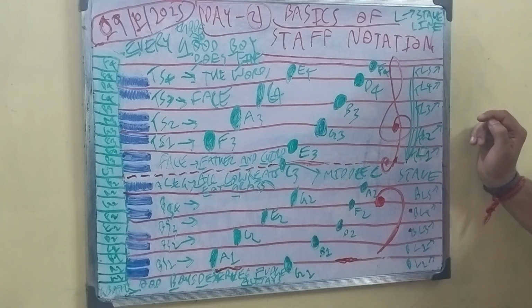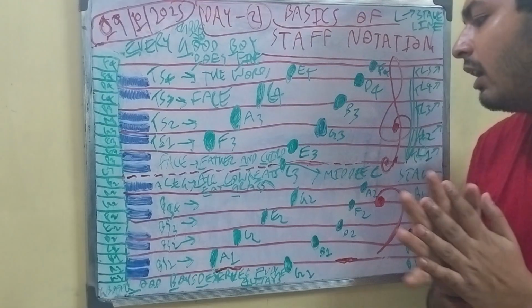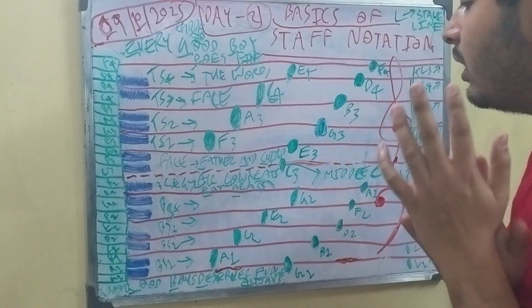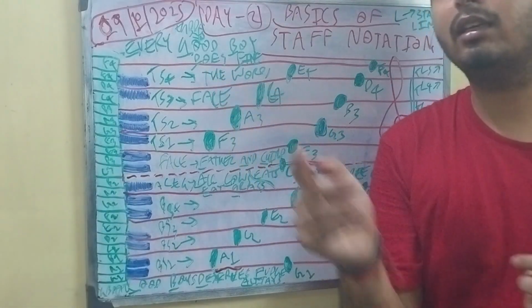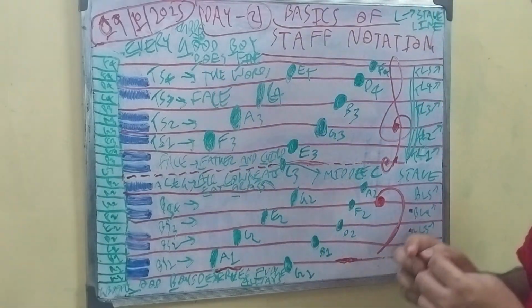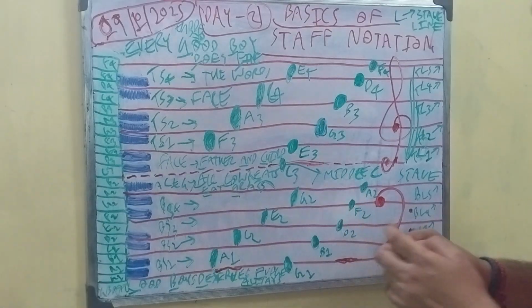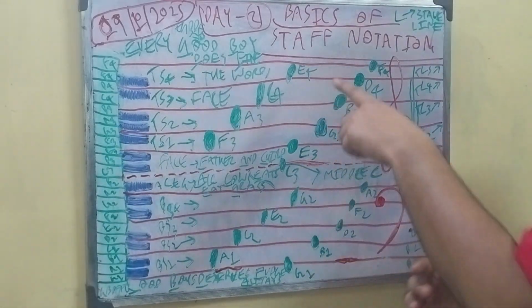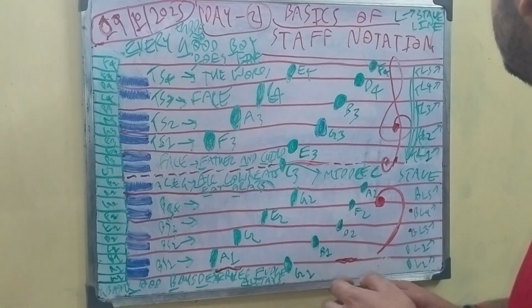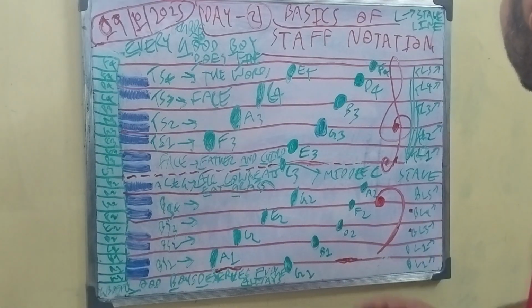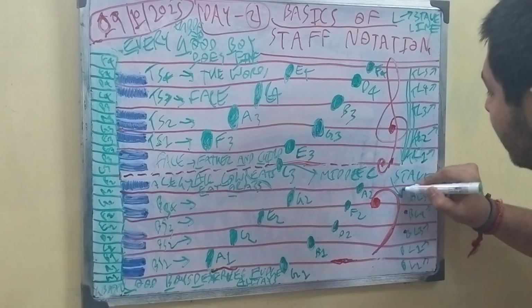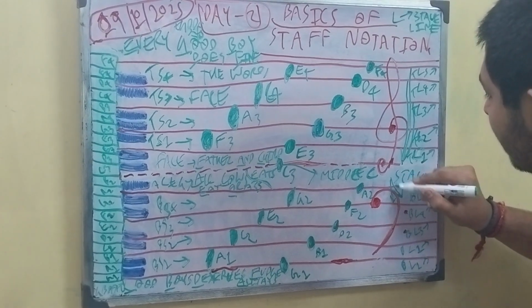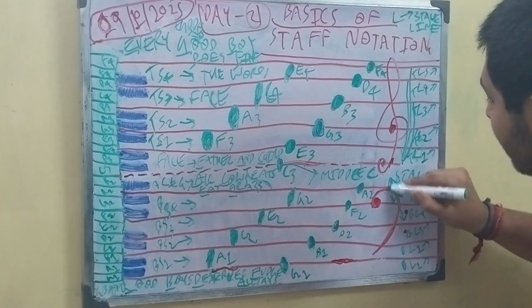And then for the bass spaces, the notes are A, C, E, G. ACEG stands for all cows eat grass, which is a universal truth. So that's all about the basics of staff notation. The notation which is used is called staff, and the lines are pronounced as stave, S-T-A-V-E. Each of the lines is called a stave, and the system in which this Western notation is written is called staff notation. Let me mark the stave lines of the bass clef.